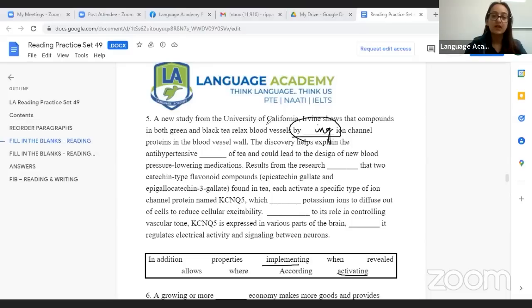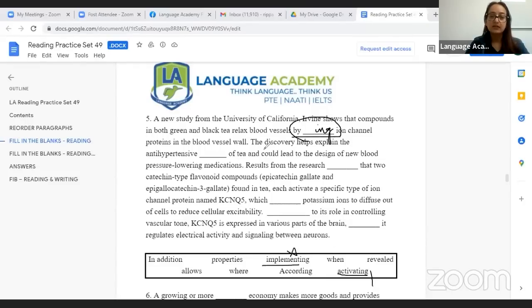So we have to check, black tea relax blood vessels by implementing ion channel. Do we use the word implement? And can tea implement anything in our body? No. Tea can activate something in our body. This is possible. So implementing is eliminated.